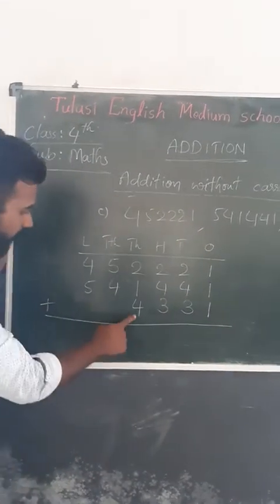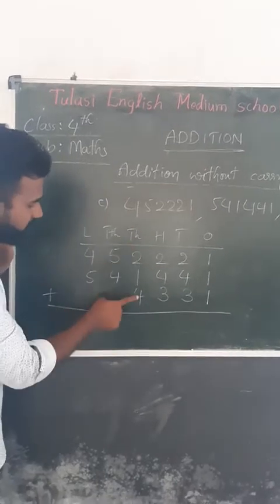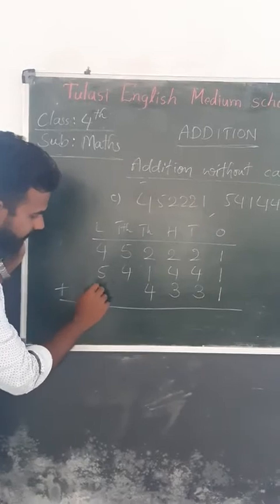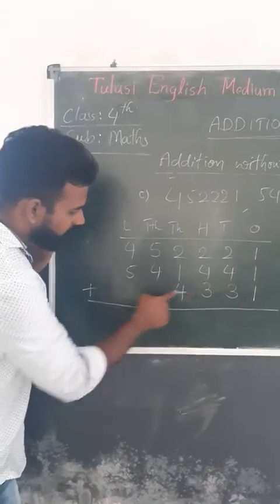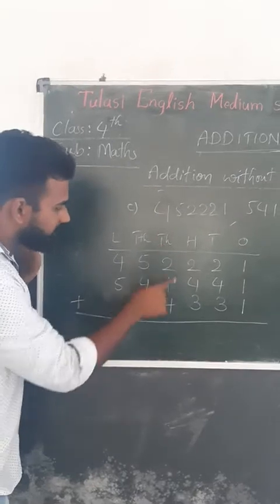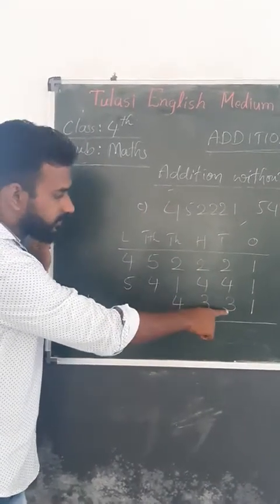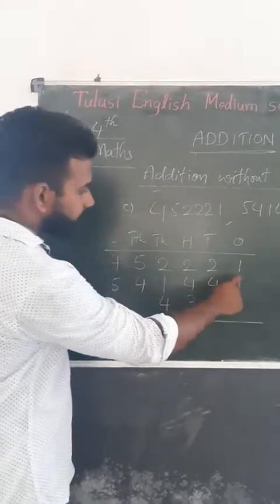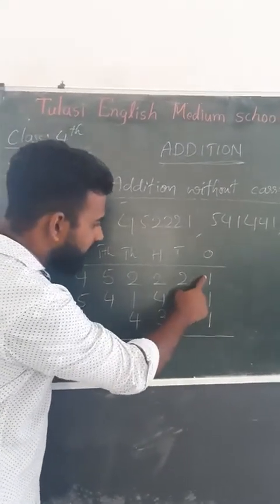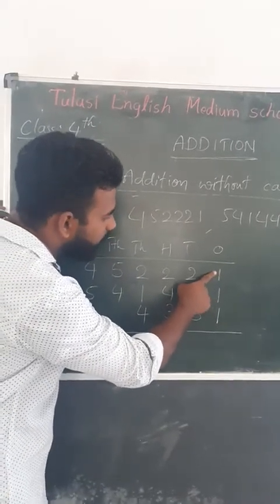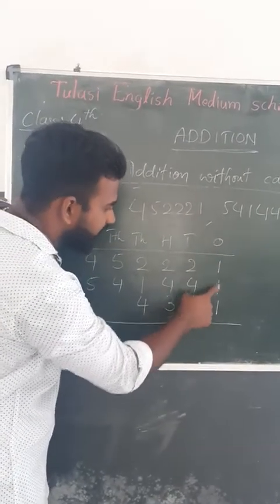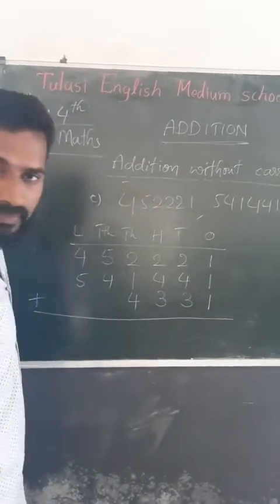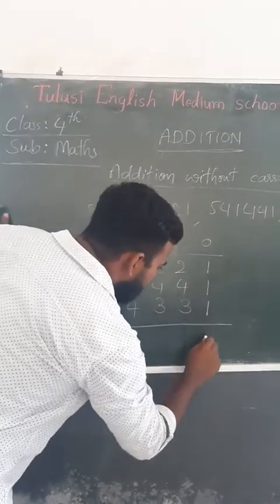See, 4,331 goes only up to the thousands place. You cannot write the 4 under the 10,000 place. 4 should be under the thousands place, 3 under hundreds, 3 under tens, 1 under ones. You have to add only the ones first. First step, 1 ones, 1, here again 1. 1 plus 1 plus 1 is 3.